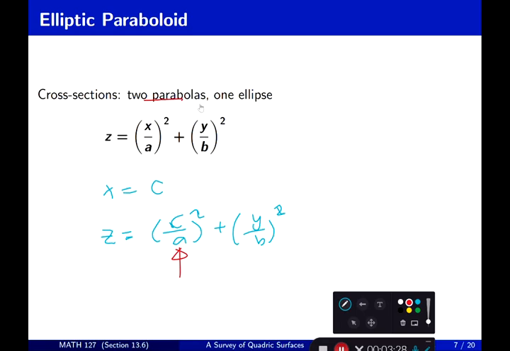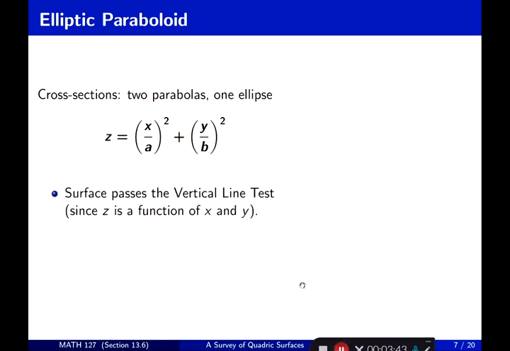If you set y equal to a constant to find the cross sections with planes y equal to constant, then you end up with parabolas also. So what we learned is that in two ways the cross sections are parabolas, and one way they are ellipses.